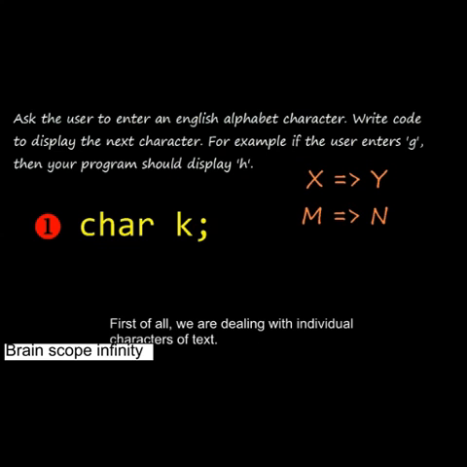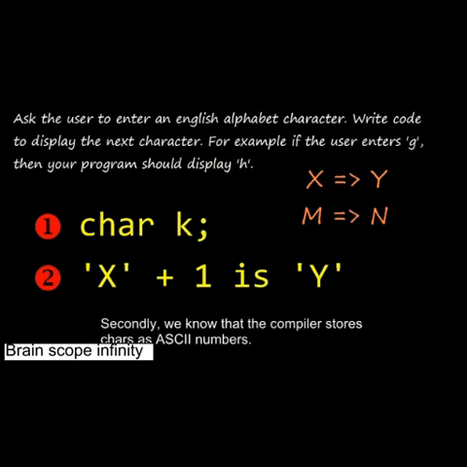First of all, we are dealing with individual characters of text. So we shall need char type of variables to store our data. Secondly, we know that the compiler stores chars as ASCII numbers. And the C standard specifies that English chars are consecutive ASCII numbers. So, basically, we have to add 1 to the input, and display it back. This will solve our problem.